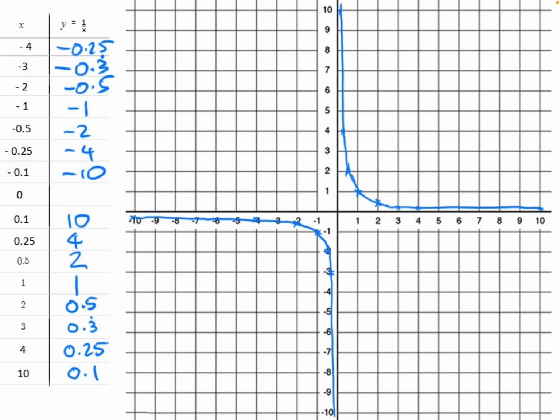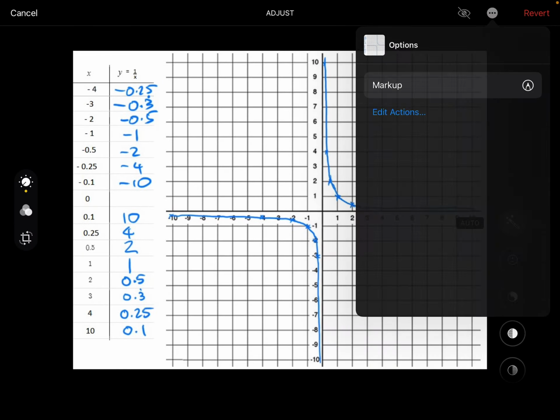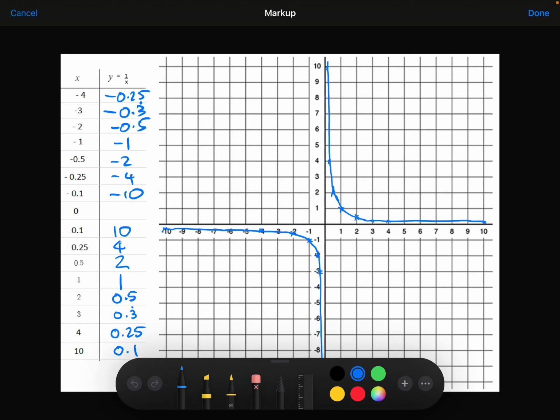On the left-hand side here, you can see that I've selected a range of values of x from -4 all the way up to 10, and then I've worked out the equivalent y values for each of those by doing y equals 1 divided by that number. So 1 divided by -4 is minus 0.25, and so on. And then on the right hand side you can see that I have plotted those onto the graph. So that's the rough shape of y equals 1 over x.